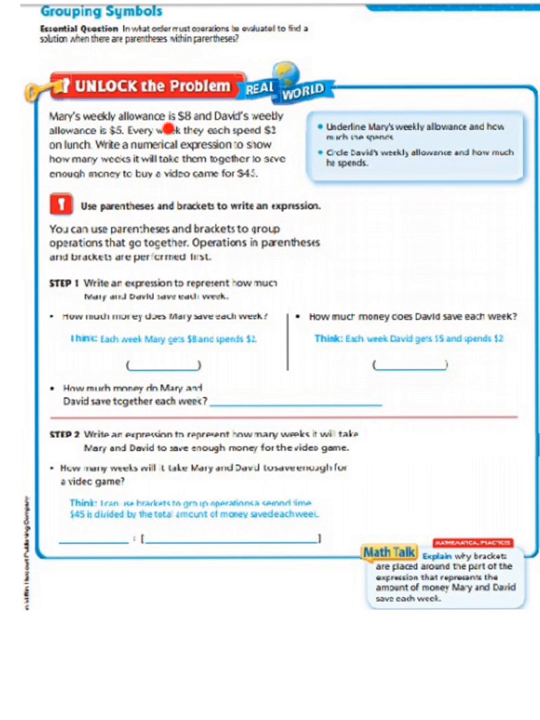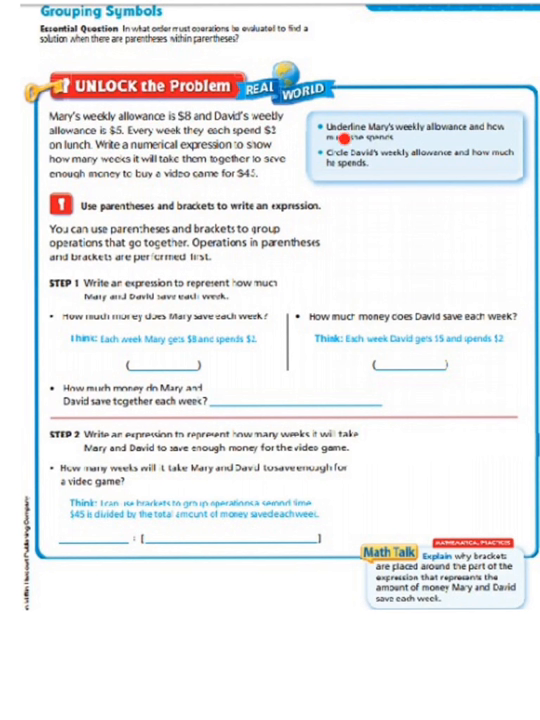Mary's weekly allowance is $8 and David's weekly allowance is $5. Every week they each spend $2 on lunch. Write a numerical expression to show how many weeks it will take them together to save enough money to buy a video game for $45. Well, it's got a couple things that we need to do.